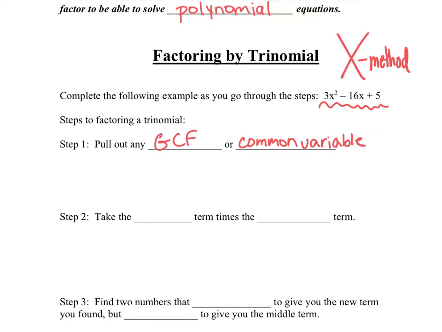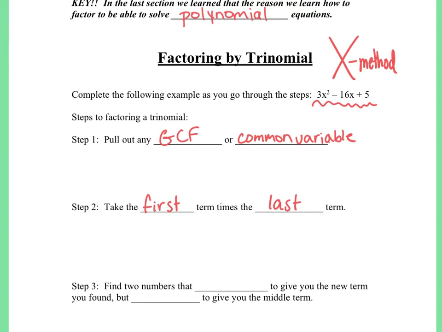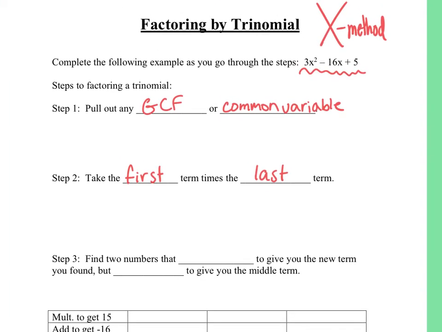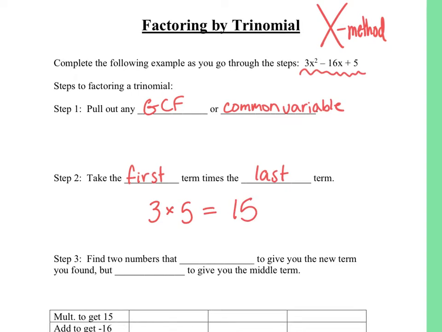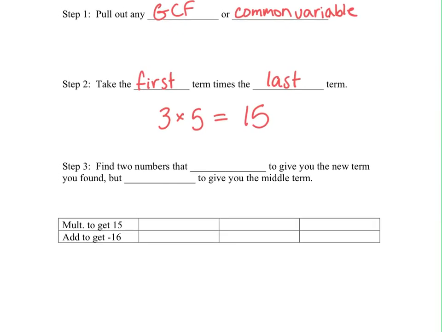Step 2, you're going to take the first term times the last term. And when we say term here, we actually just mean coefficient. So if I look, my first coefficient is 3. Do we all see that? Leading coefficient times my last coefficient, which is 5. What is 3 times 5? 15. Awesome.